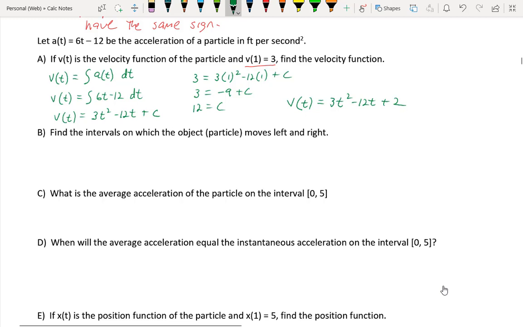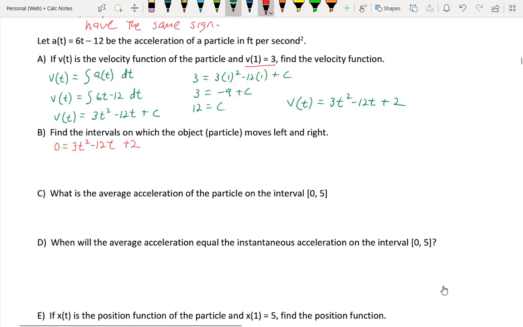It says find the intervals on which the particle moves left and right. Well, I know I'm moving left when v of t is less than 0, right when v of t is greater than 0. So we need to find critical numbers and set up a number line again. So we're going to take our velocity function, which we just had there. We're going to set it equal to 0, 3t squared minus 12t plus 2. You'll notice there's no places where v of t is undefined, so all I need to do is set it equal to 0.